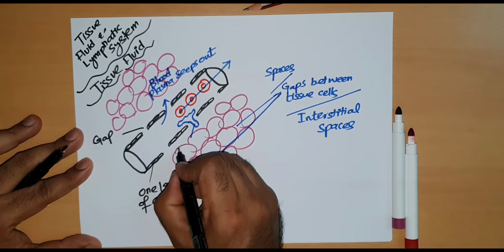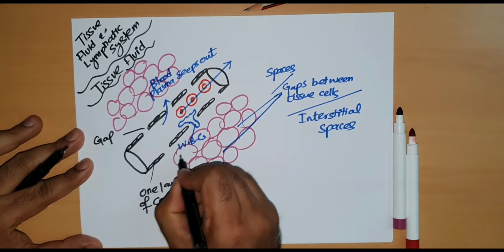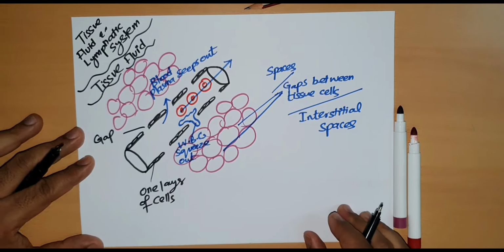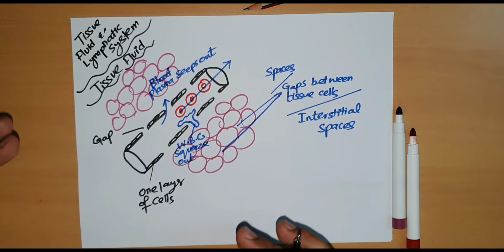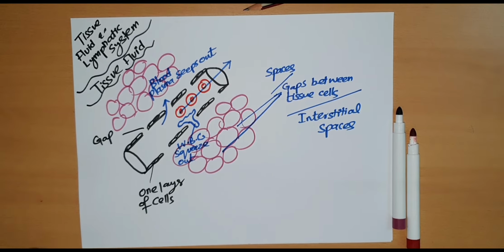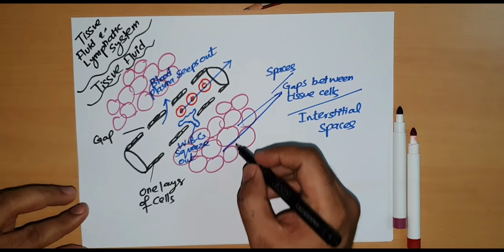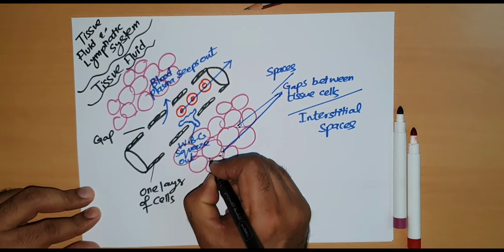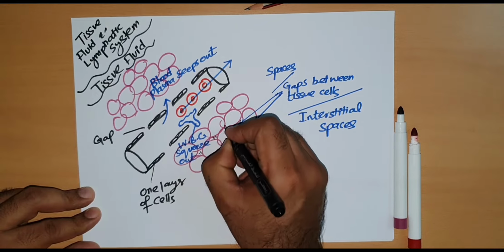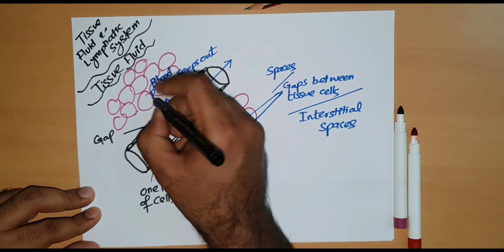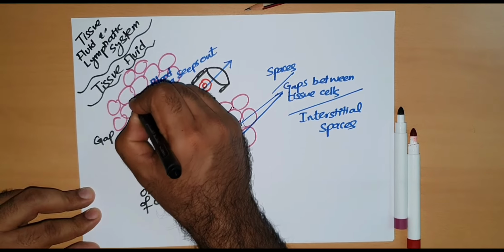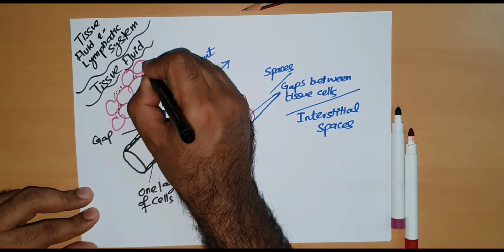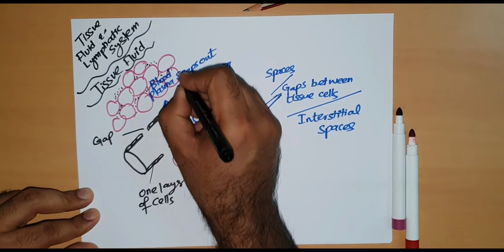So let me label it over here. White blood cells, they squeeze out. So when the blood plasma seeps out and the white blood cells squeeze out, they become part of the interstitial spaces. I am just showing it with the help of dots in between the cell spaces. So this blood plasma which has seeped out is now present in between the spaces of all the cells.